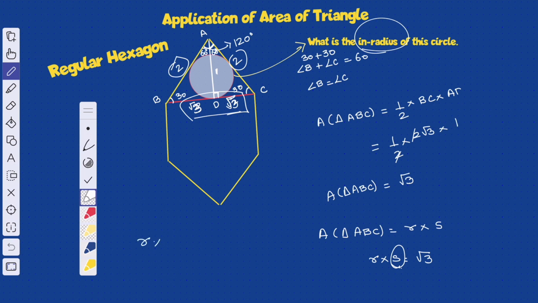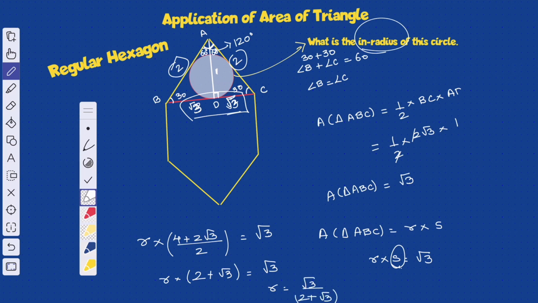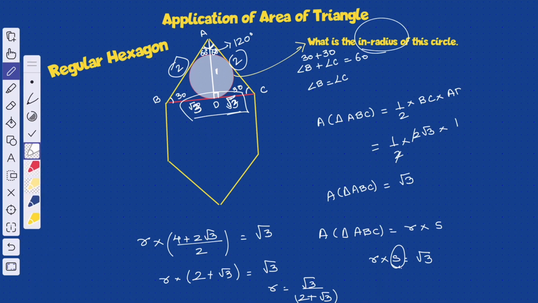So I'll write this as r into s. s will be equal to what? Sum 2 plus 2, 4. 4 plus 2 root 3 divided by 2. That will be my s. That is equal to what? Root 3. Now take the 2 out. What will be remaining then? 2 plus root 3. 2 plus root 3 into r is equal to root 3. So r is equal to root 3 upon 2 plus root 3. That's it. And that is the final answer to your question.